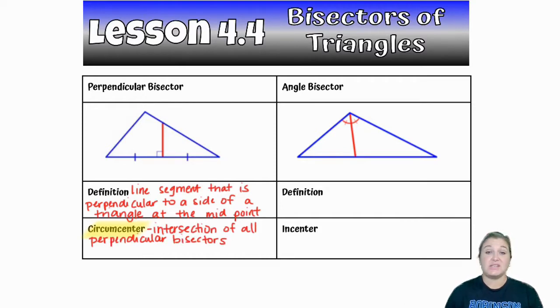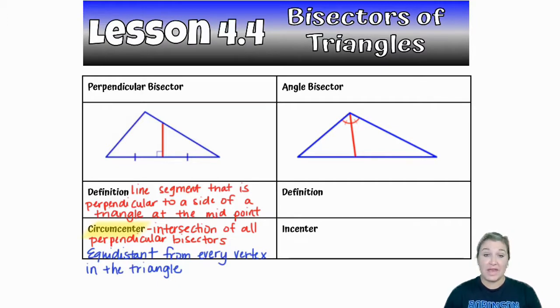The circumcenter is also equidistant from every vertex of the triangle. So wherever the lines cross there, that intersection point, wherever the circumcenter is, is going to be the same distance to every single vertex of the triangle.